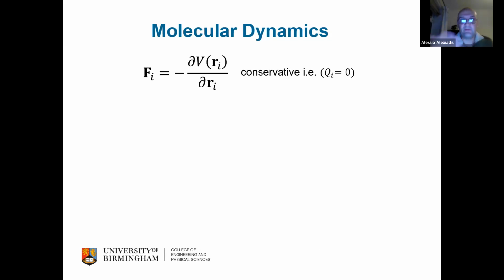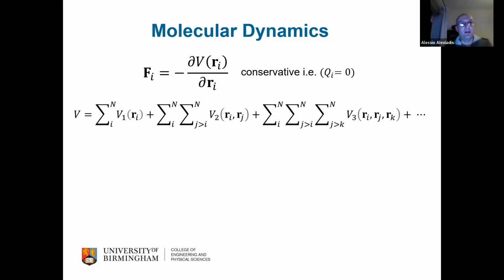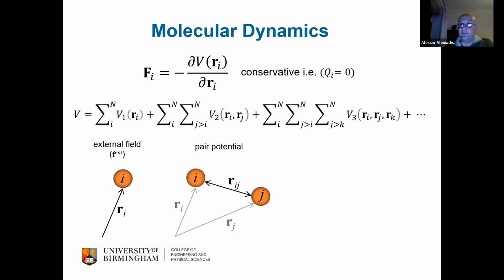So in principle we have a conservative system, no dissipation, and we only have conservative forces, which are the derivative of a potential. Normally, the potential is expressed as a sum of different parts. The first one just depends on the position of the particle, like gravity, for instance. Any external field can be represented as a potential function of the position of the particle. Then you have pair potentials, which depend on the interaction between pairs of atoms, and therefore on the relative position of two atoms at a time.